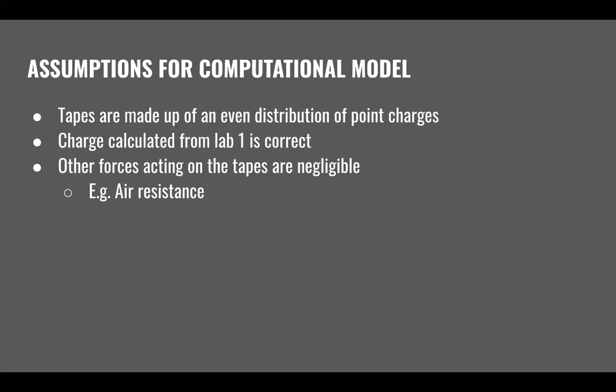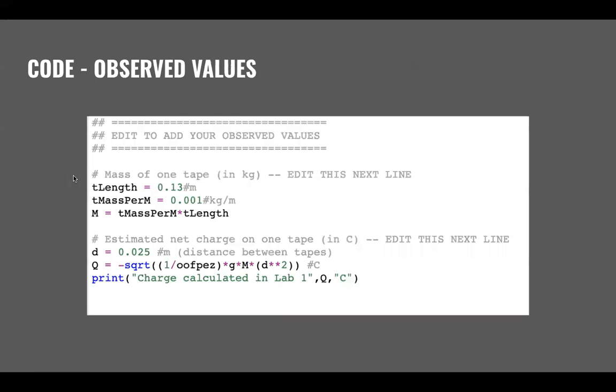For the computational model, again, I did assume that the charge calculated from lab 1 is correct, and that the tapes are made up of an even distribution of point charges. I used the fact that it's an infinitesimal amount of point charges because it is a 3D object, not a one-dimensional scenario. And other forces acting on the tapes are negligible, like air resistance.